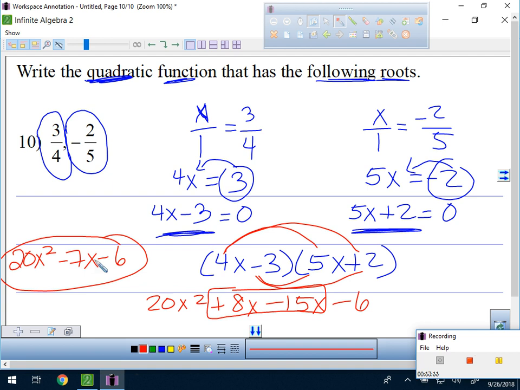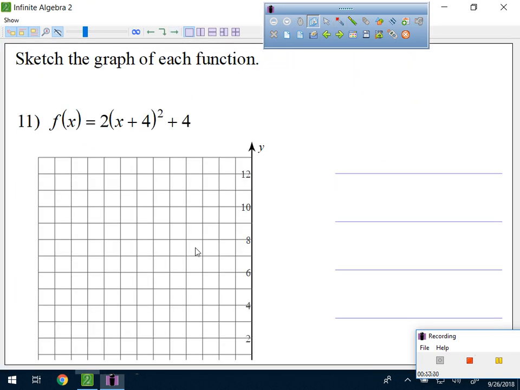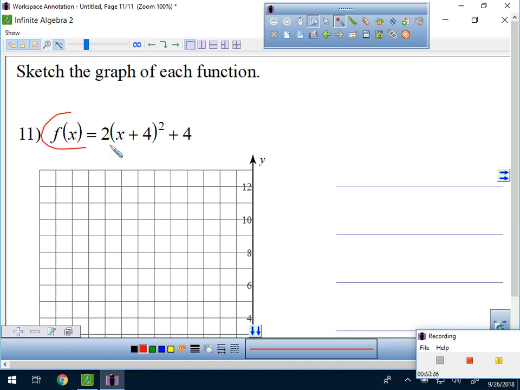All right, for number 11, what we have is another quadratic, so this is still test 2. It wants you to graph this. Now, I don't have enough room, I don't think, on here, but if you would, just go ahead and write down this equation. I'm just going to leave it like this, and I'm going to graph it. So I've got f of x equal to 2 times (x plus 4) squared plus 4.